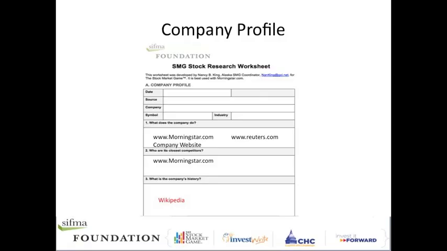Now you are ready for your company profile question number 3. What is the company's history? To find your company's history, Google the company's name and choose the Wikipedia entry. Find out who, when, why, and how your company was started. What were its first products and services?